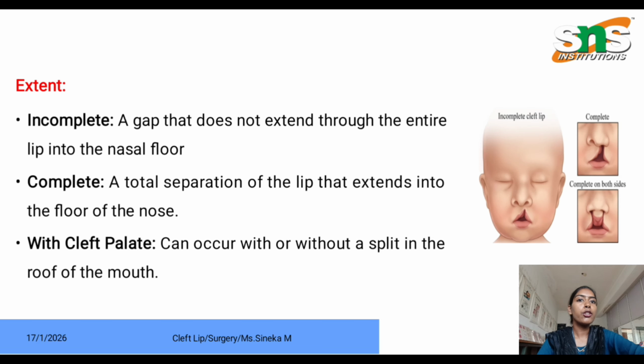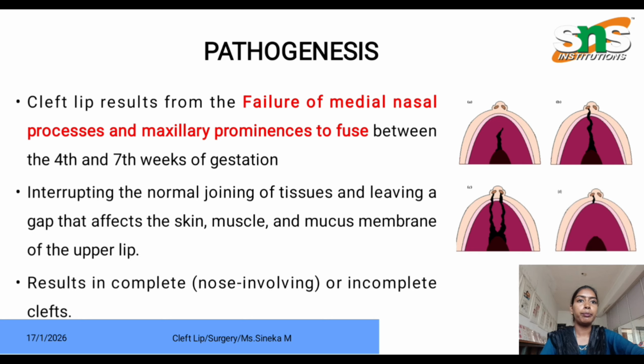Next is based on the extent, how it extends from the lip to other structures. First type is incomplete, a gap that does not extend through the entire lip into the nasal floor. So it is not extending through the entire lip, so it is called incomplete. In complete type, a total separation of the lip extends into the floor of the nose. Next is with cleft palate, which can occur with or without a split in the roof of the mouth.